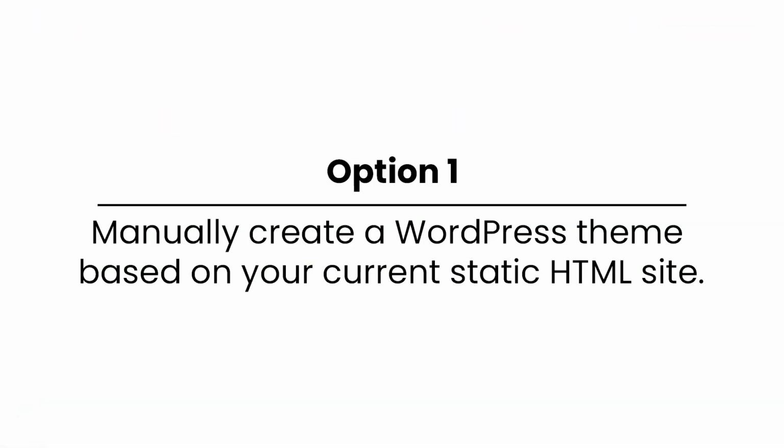So let's talk about option one. If your goal is not only to get your content from your static HTML site into WordPress, but also duplicate your current design, this means you'll need to create your own custom theme. Thankfully, that's not as scary as it might sound at first. It only involves creating a few folders and files, a bit of copy and paste, and then uploading the result.